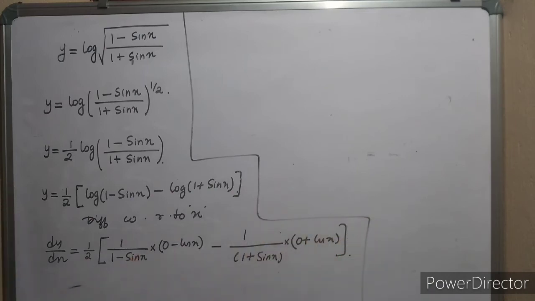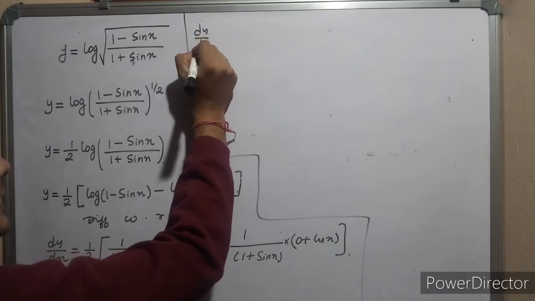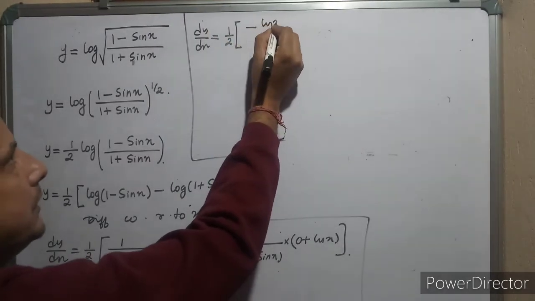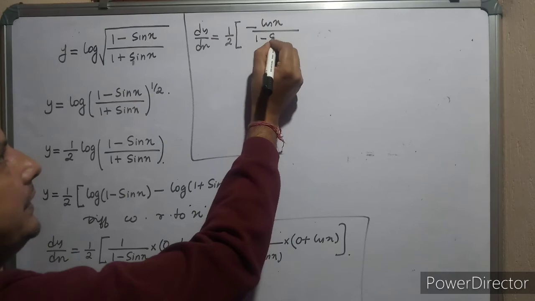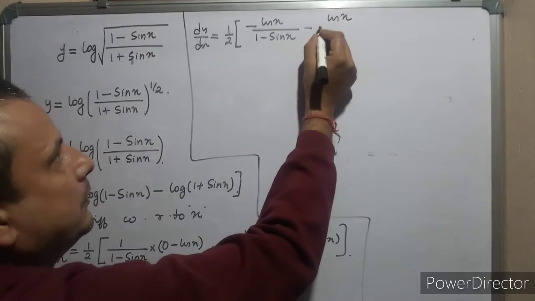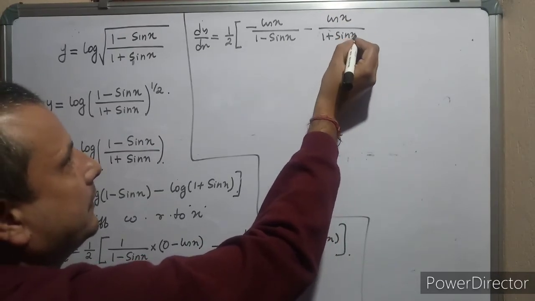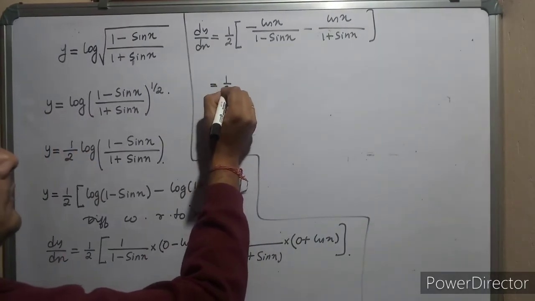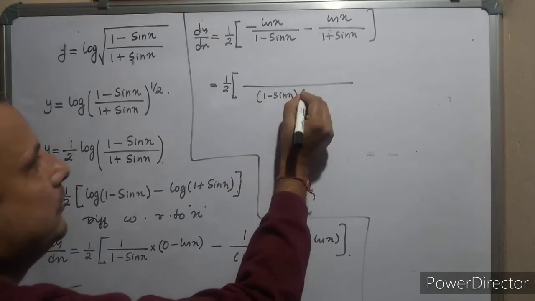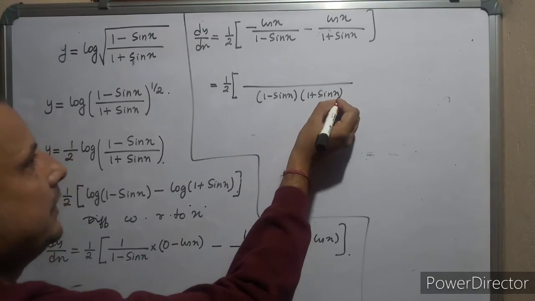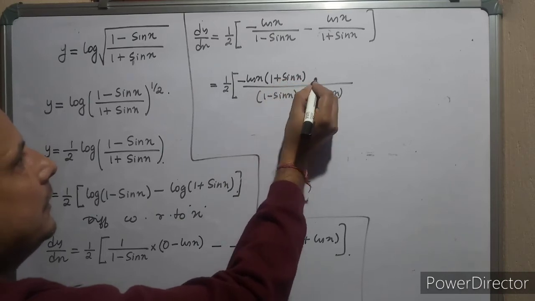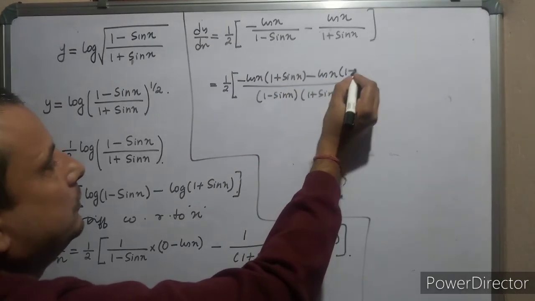Now dy by dx is equal to half, within bracket, after simplification it will be minus cos x over 1 minus sin x minus cos x over 1 plus sin x. Now I'll take the LCM, 1 minus sin x into 1 plus sin x. If I take these two quantities' LCM, then you know about the LCM, plus sin x minus cos x into 1 minus sin x.